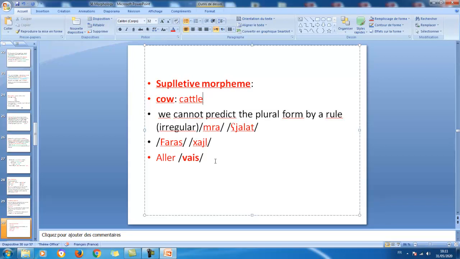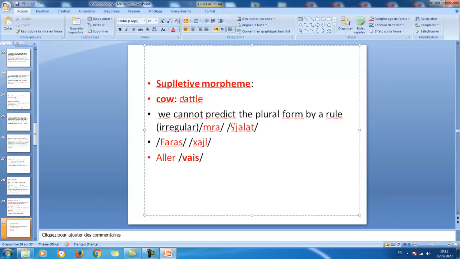Allez, je vais. Okay, nous irons, even in the future here. So what are we doing here? There is a complete change of the original root of the original word here. Aller becomes vais. It becomes nous irons. Faras becomes khayl. Mara becomes ayalat here. And this is of course cow. We can say cows, but in fact it's possible to include cows in the category of cattle here. So cattle can be considered as the plural of cow here.